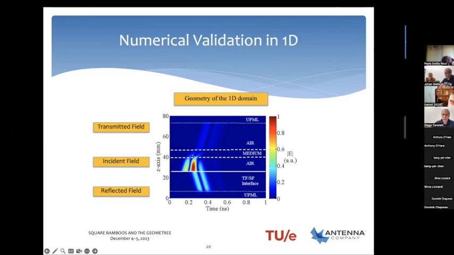To this end, we consider the illumination of a layered or multi-layered dispersive medium by a plane wave. This is illustrated by the visual here on this slide that shows the space-time distribution of the electromagnetic field excited by a plane wave in the presence of a layered dispersive medium. One can recognize the various field components: reflected, incident, and transmitted through the considered medium.